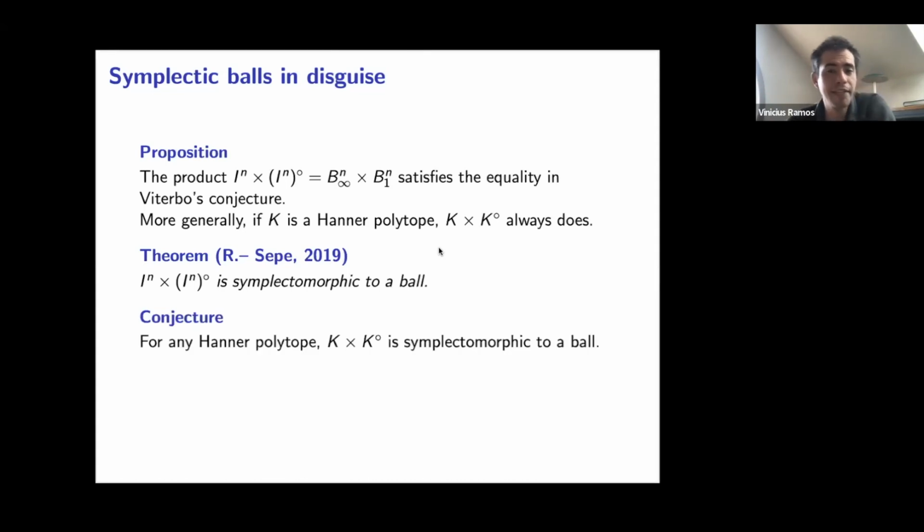So it's still an open conjecture whether this is true for a Hanner polytope. Although I think it is probably true. We can probably modify this theorem, but I haven't been able to work out the details yet.